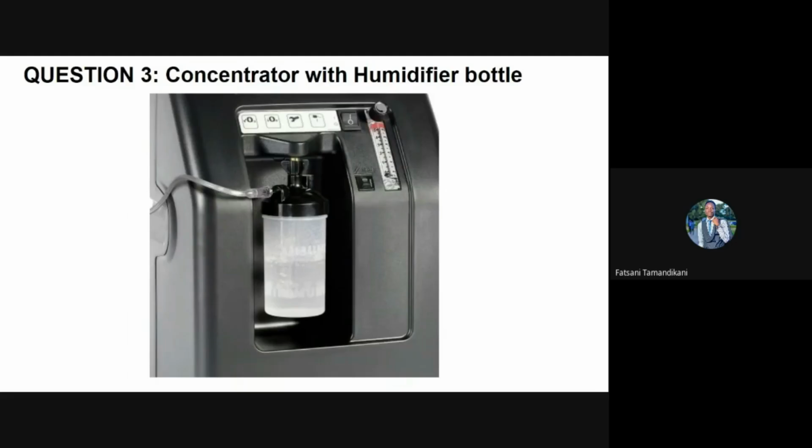A humidifier bottle is used to moisturize oxygen, thereby decreasing dryness during oxygen delivery to the patient. It provides some comfort to the patient and prevents drying of the nose, mouth, and lungs during oxygen therapy. It is attached to the patient outlet fitting of the concentrator, and the oxygen passes through the distilled water in the humidifier bottle before it goes to the patient. In the graphics, you can see the white bottle, that is a humidifier bottle, connected to the outlet piping of the concentrator.